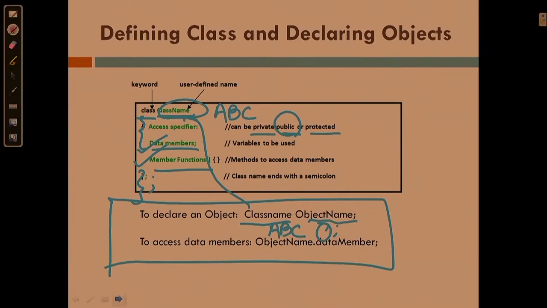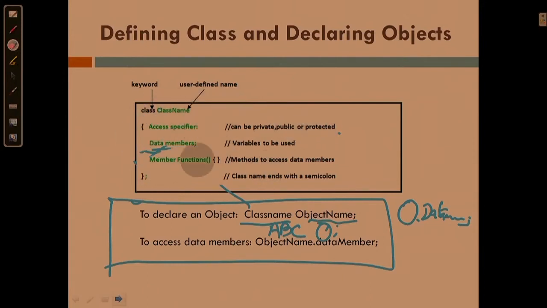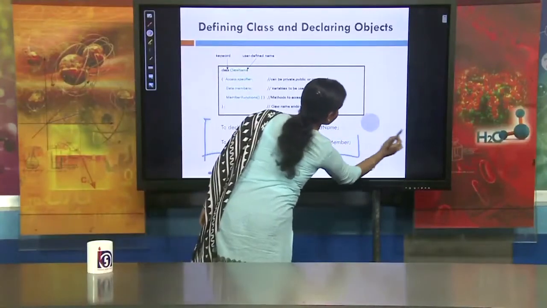And the data members are nothing but the variables that we have declared in the class. To access these data members, we have to write the object name, dot, data member. So what is the object name? I have created the object name as O. To access the variable from the class, O dot that particular data member. This is the syntax you have to remember. So let's take an example for this. I have put an example of how to declare a class.